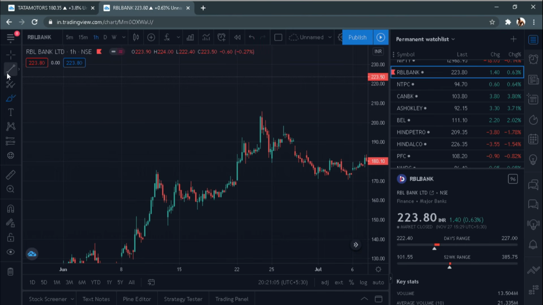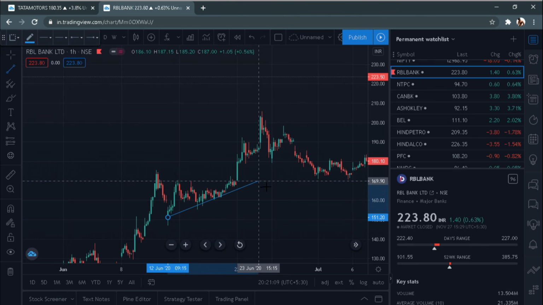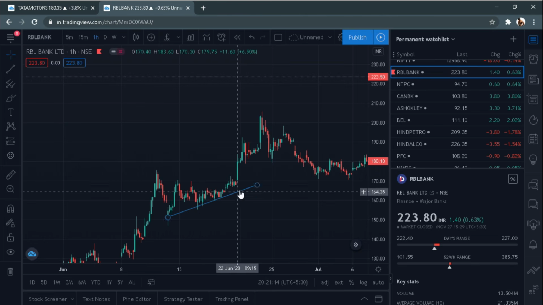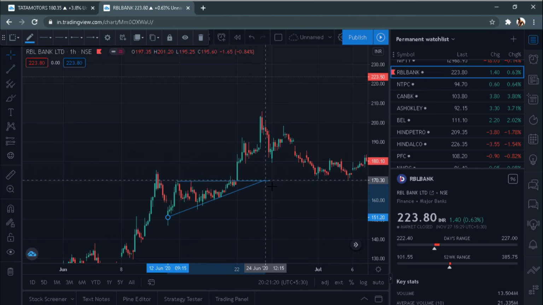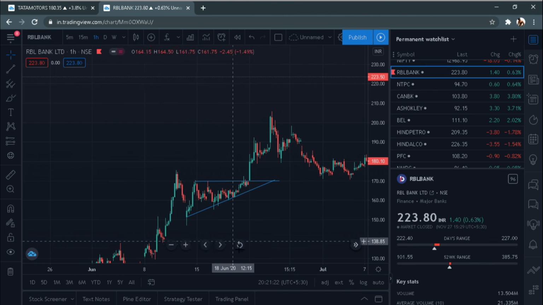Okay, so now we have a real life example of the ascending triangle pattern. Let me just draw it for you. You can see there is a trend line that is going towards the upside, giving constant support to the price, and then there is a flat line above that is giving resistance to the price. So this is our triangle pattern. This is the ascending triangle pattern.